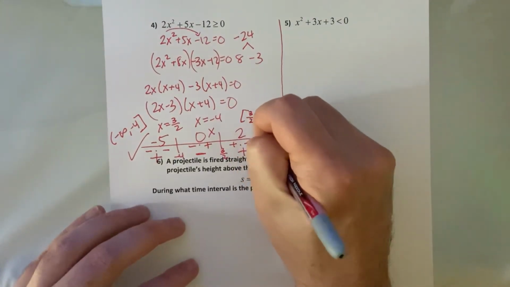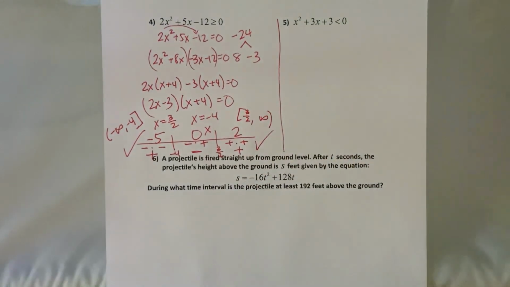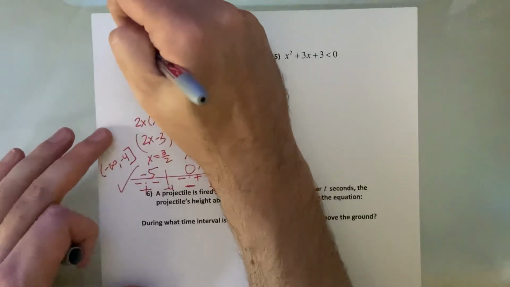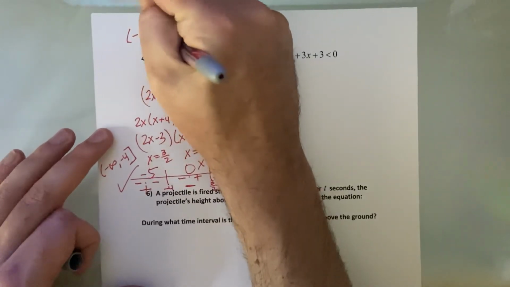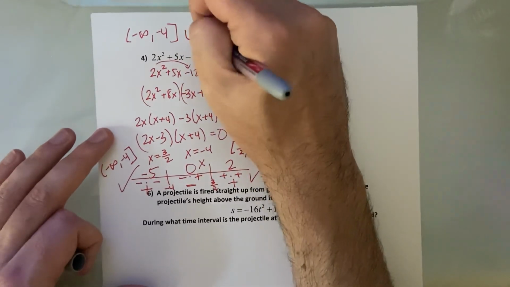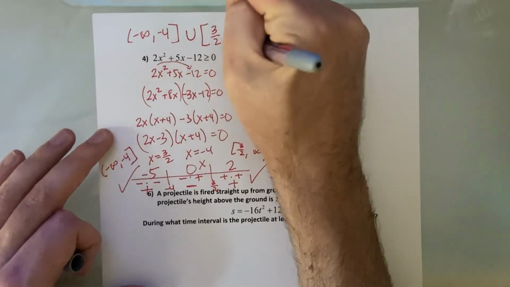So 3/2 to infinity. But to make my solution set, I need to combine those because they're both solutions. So the way we do that, we go -infinity to -4. This union represents I'm bringing two groups together, and 3/2 to infinity.